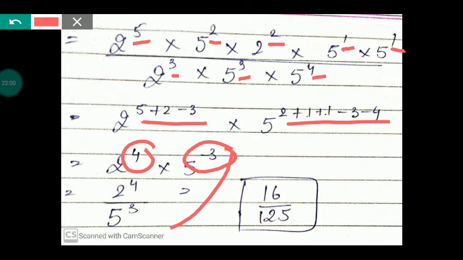So again this is negative, so it comes in the denominator, reciprocal, turning it into positive, and then simply 2 raised to 4 is 16 and 5 cube is 125. You get the answer.